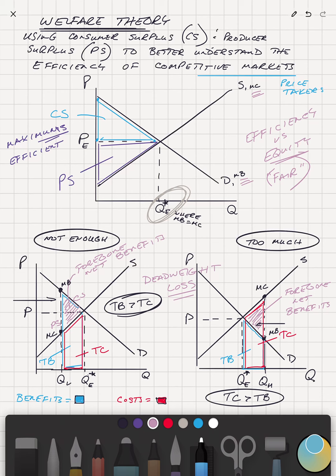Okay. And then next we'll talk about various types of government intervention in the form of price ceilings and price floors.